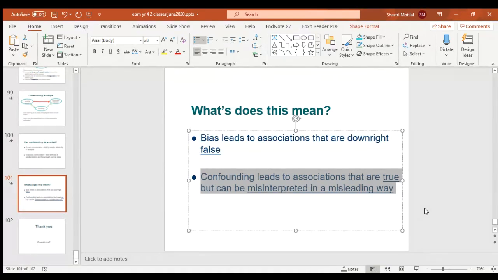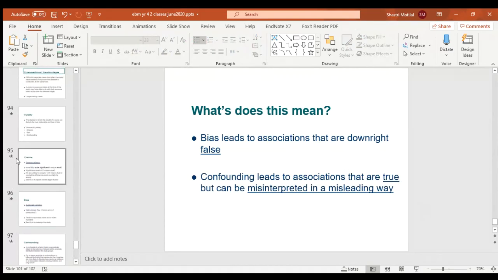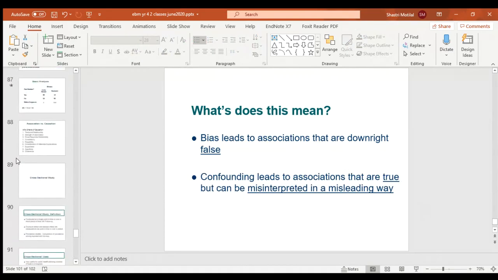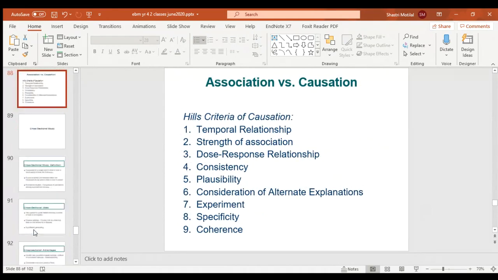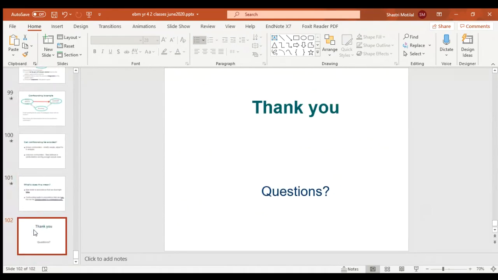Odds ratios, hazard ratios, relative risk, these can only measure association. By themselves, even if they're statistically significant, they do not prove causation. Remember, for causation, apart from the association, you also have to look at the Hill's criteria, right? Which is this. And that in itself concludes the marathon of EBM.